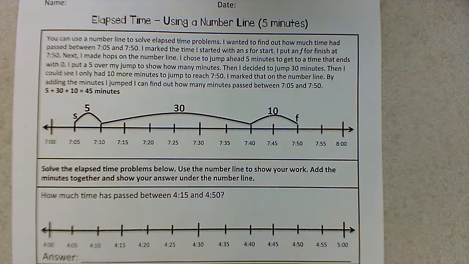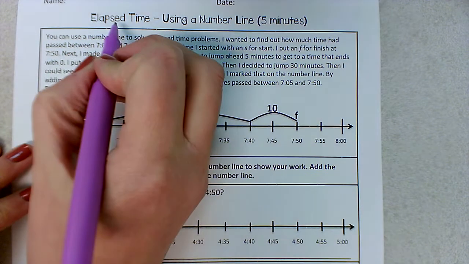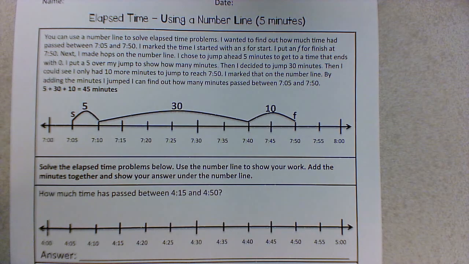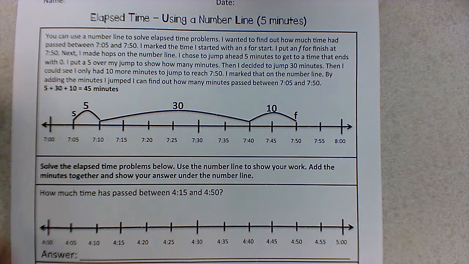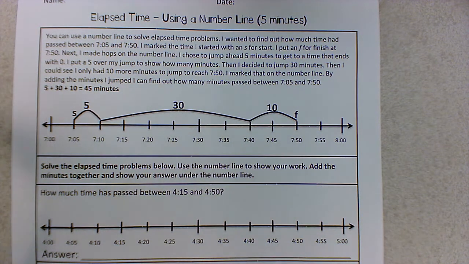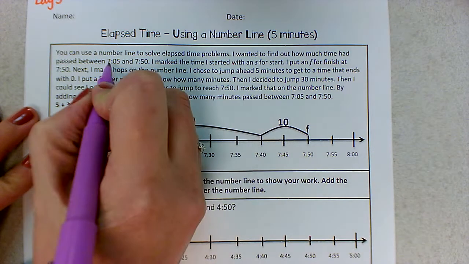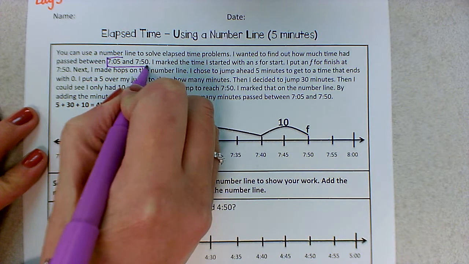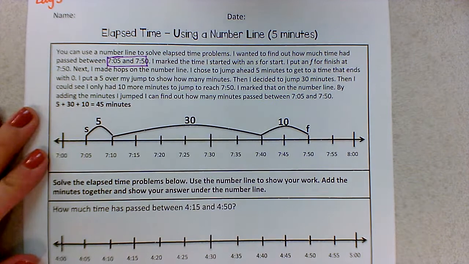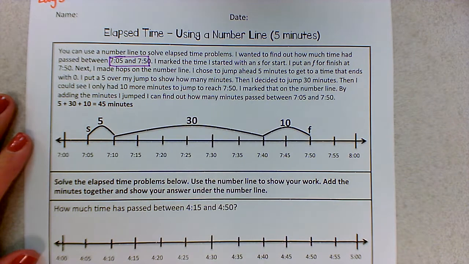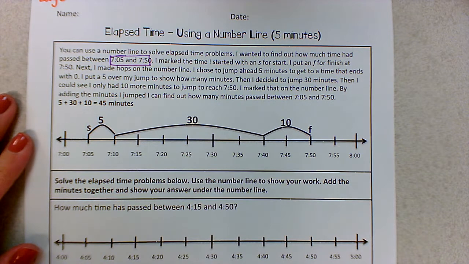All right, fourth grade, we're back for another day with elapsed time today. What that means is that I want to know how much time has passed, and we're going to use a number line just like I reminded you yesterday. I want to see how much time has gone on between a starting point and an ending point. So we're going to look together at this first one where I am going to start at 7:05, and I want to know how much time has passed between 7:05 and 7:50.